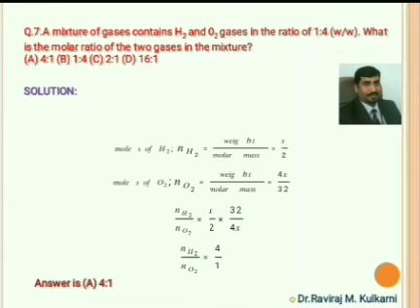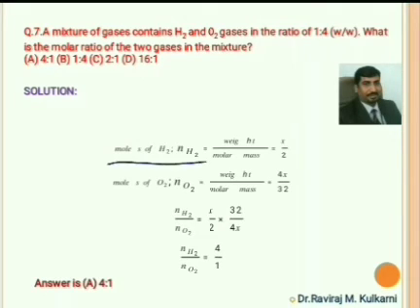Next numerical. A mixture of gases contains hydrogen and oxygen gases in the ratio 1:4 weight by weight. What is the molar ratio of the two gases in the mixture? Okay, it is the simplest question. So they have given the ratio 1:4.